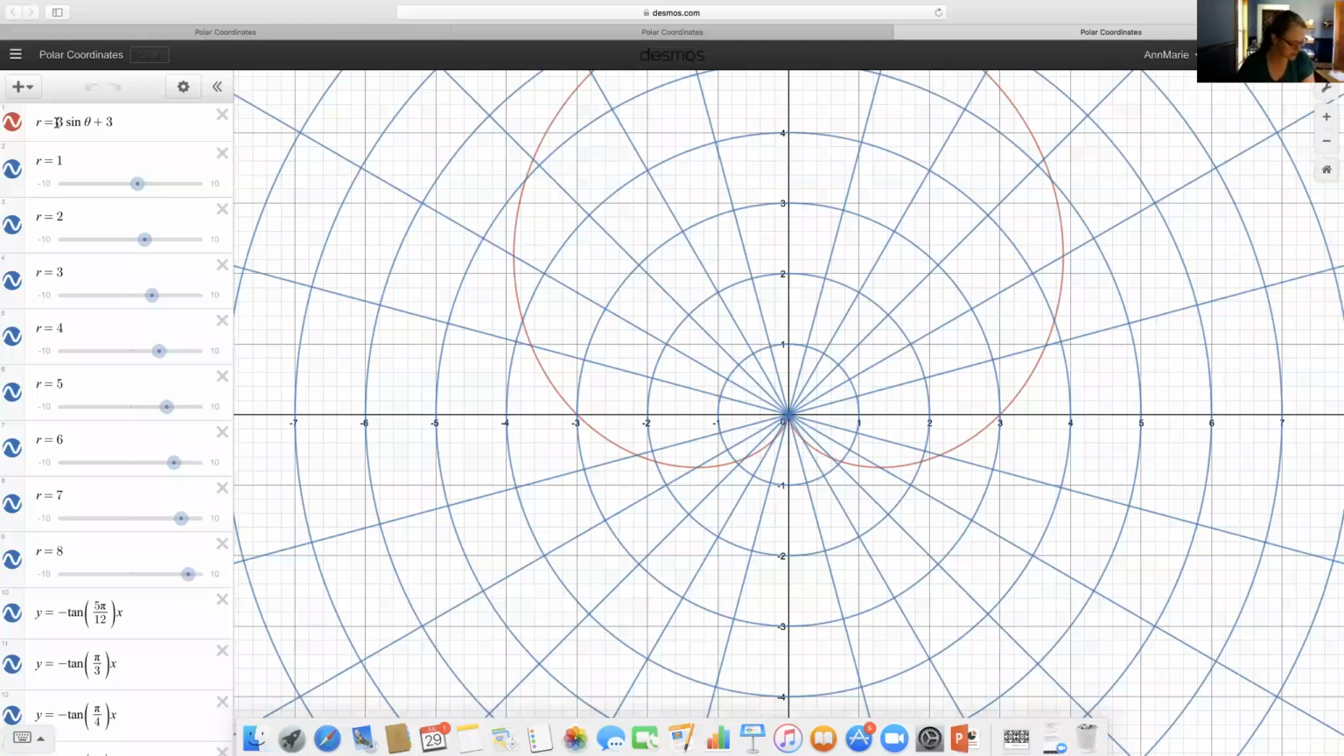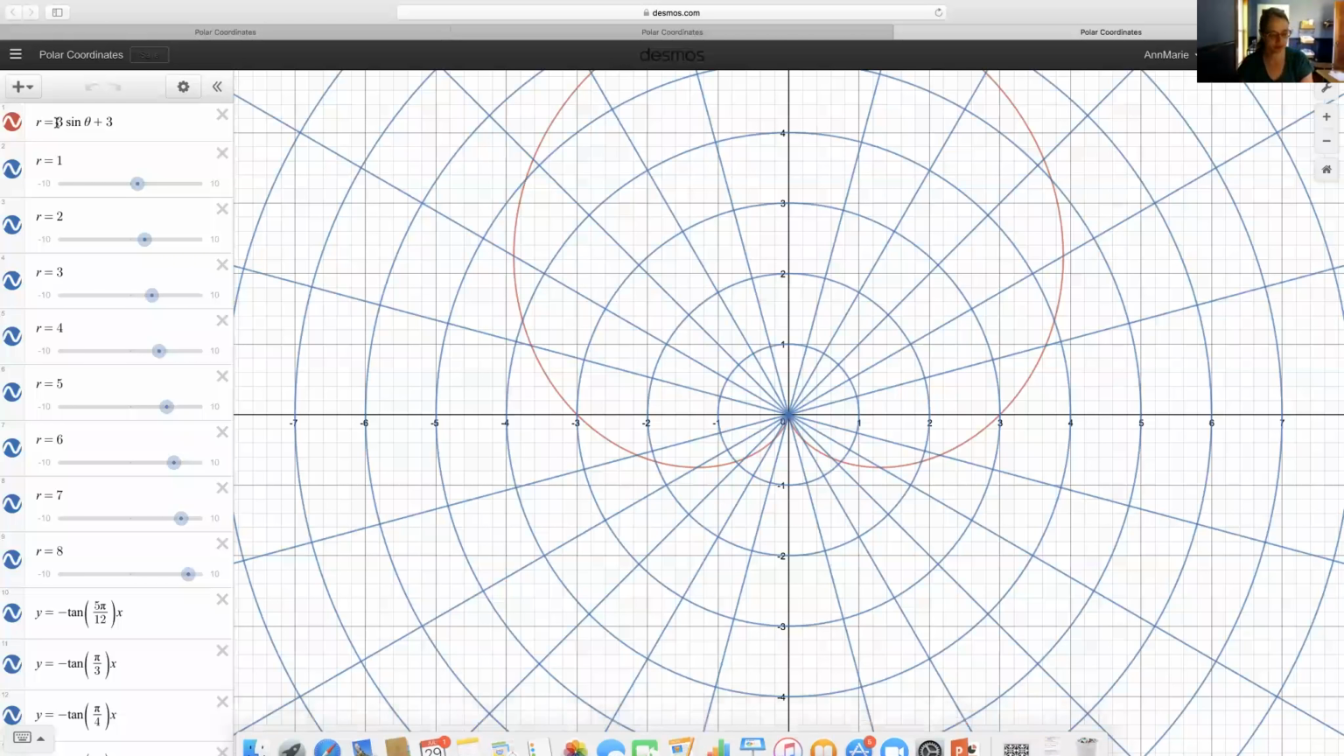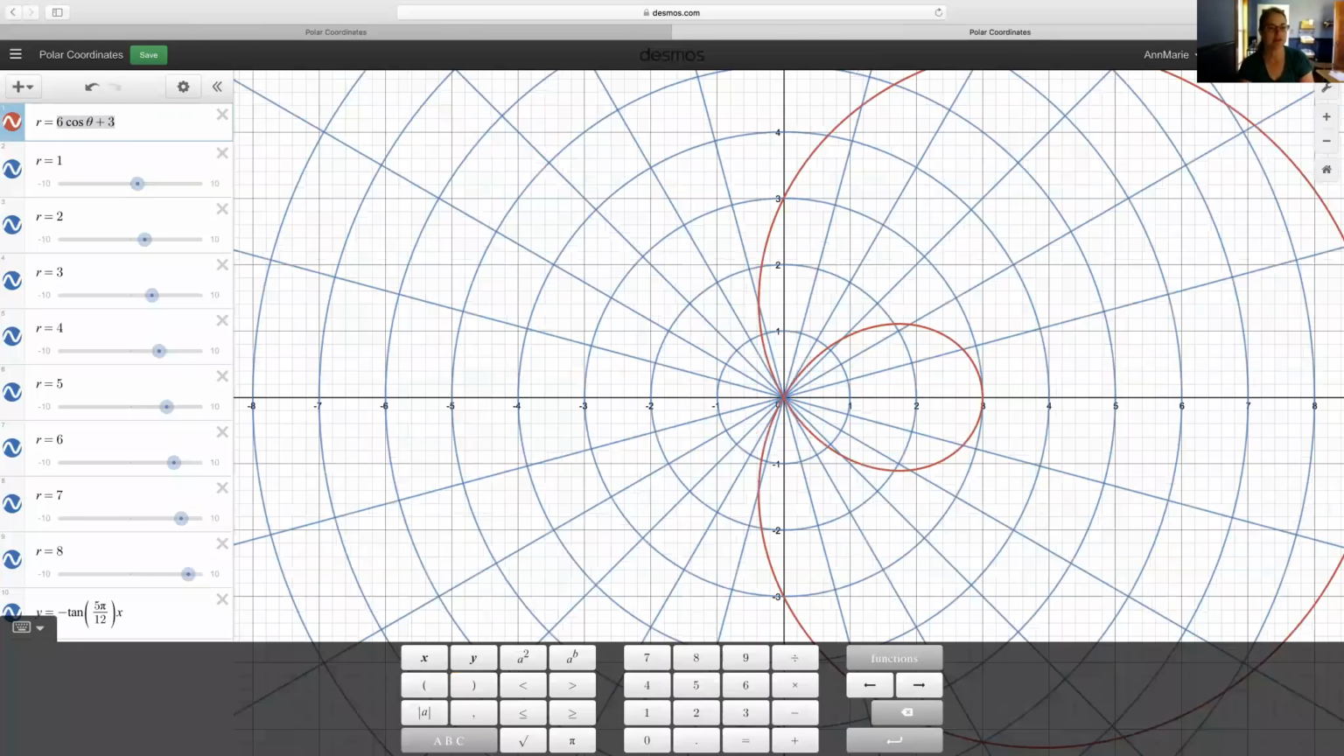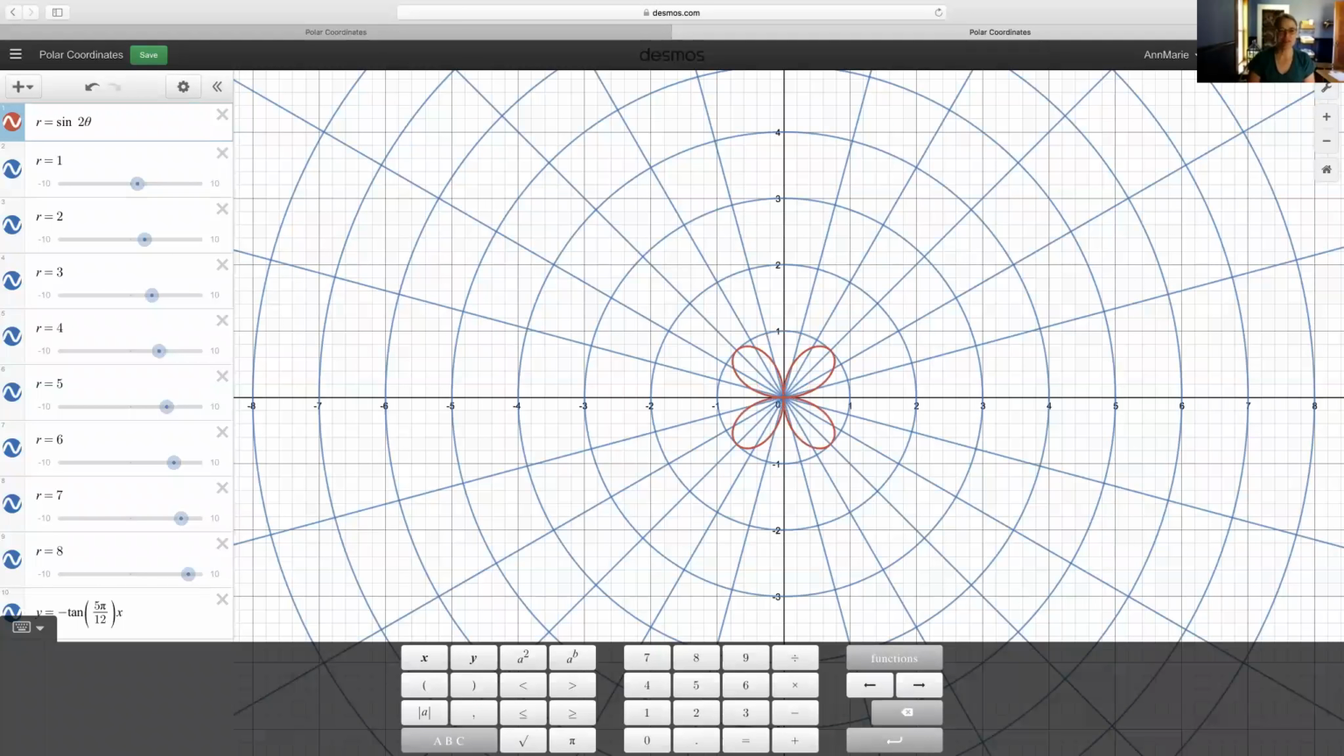So the first one is r equals sine 2 theta. What do we think? Sine theta gives us a circle. What happens when I put a 2 in there? Oh, hey, that's kind of cool. That's called a rose. And if we were to graph out the points, we would see how this works.